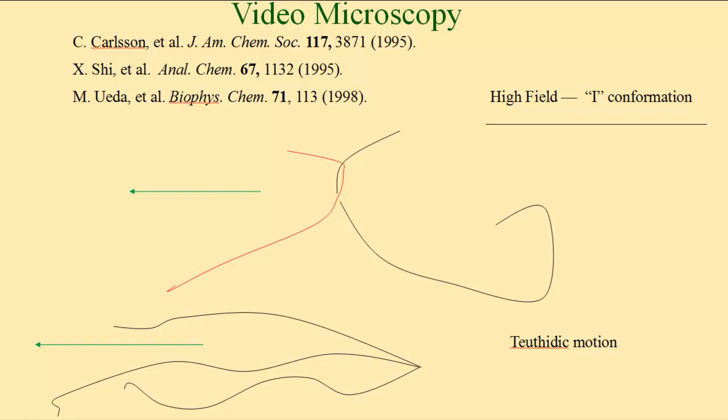Recently, new physical methods have been applied to study electrophoretic motion of polymers through matrices. These results, due to workers such as Carlson et al., Shi et al., and Ueda et al., have cast new light on how polymer chains actually proceed in electrophoretic motion. A representative example of what is seen is shown in the center. The red line represents a labeled polymer chain. The polymer chains are sufficiently extended that their shape can be imaged via video microscopy.